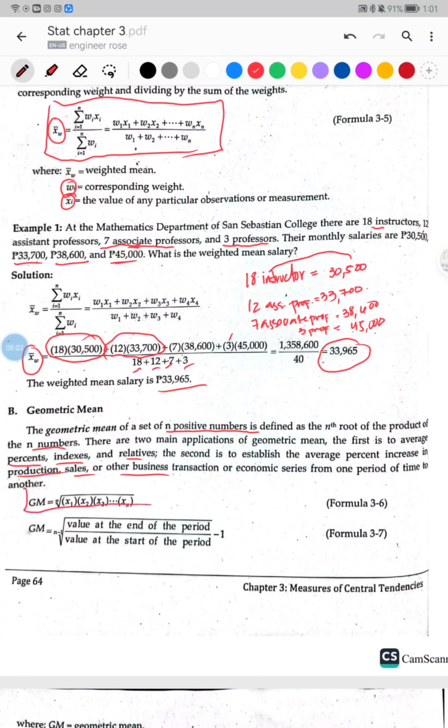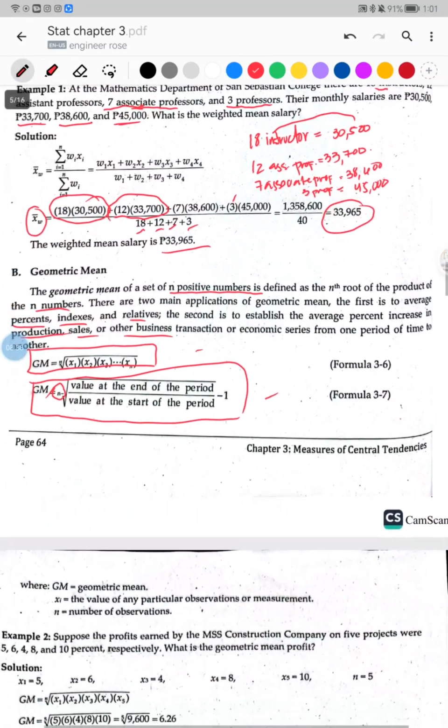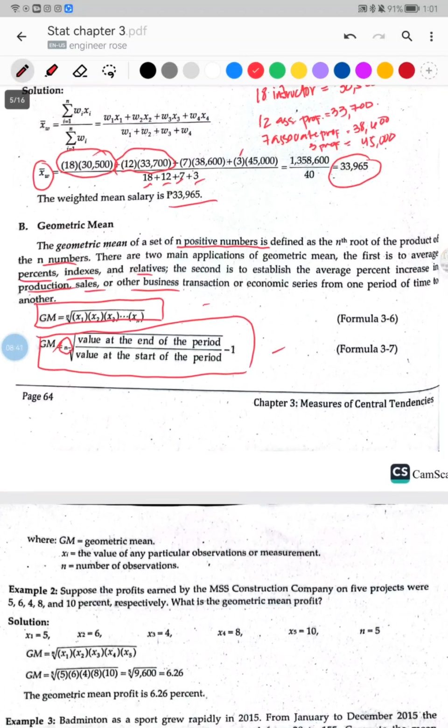So, this is the geometric mean formula: the nth root of x1, x2, x3, and so on. The second formula is the geometric mean equals the n-th root of the value at the end of the period over the value at the start of the period, minus 1. So, these are the two. Here, xi is the value of any particular observation, and n is the number of observations.